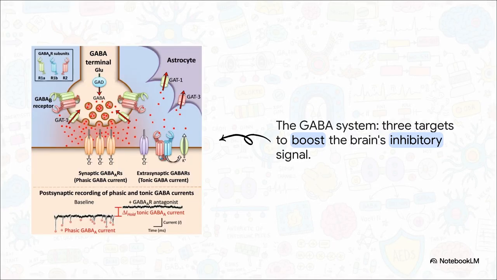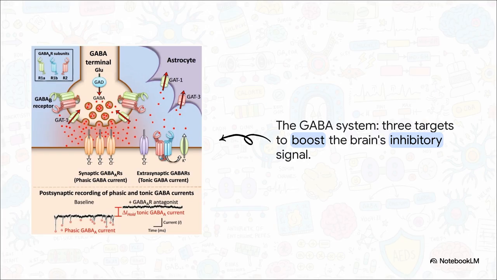This diagram gives us a great look at the entire GABA system. So you see, GABA gets released into the synapse, it binds to these GABA-A receptors, and that opens up a channel that lets chloride ions flow in, which quiets the neuron down. Then, to end the signal, GABA has to be cleared out. That happens in two ways. Either it gets broken down by an enzyme, or it gets sucked back up by these little vacuum cleaners called GAT transporters.